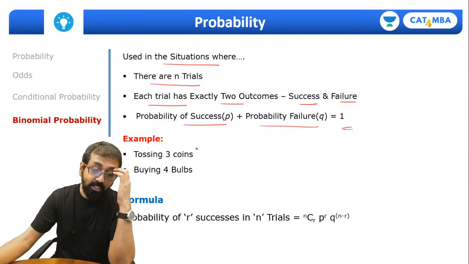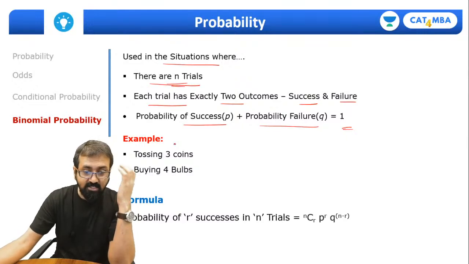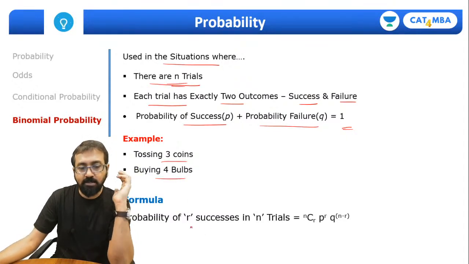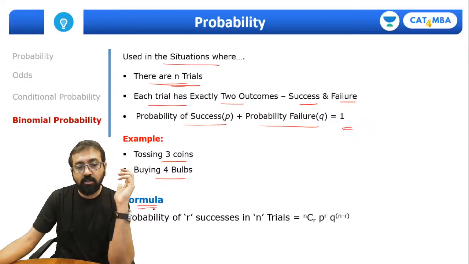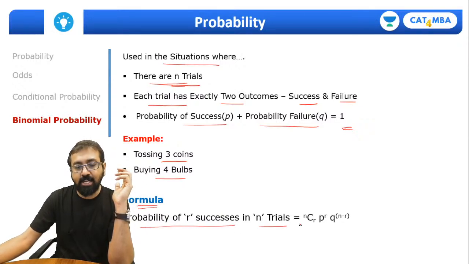Okay, so let me give you an example of these n trials, tossing 3 coins, buying 4 bulbs and so on. And what is the formula for binomial probability? The probability of r successes in n trials is equal to nCr into p raised to r into q raised to n minus r. Now let's understand all these variables once again.